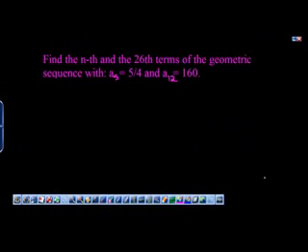Here's our next example. Find the nth and the 26th terms of the geometric sequence, with our fifth term being 5/4 and our 12th term equaling 160. When a problem asks you to find the nth term, it simply wants the formula that you would use to find any term within that sequence. Once we find that formula, we will be able to apply it to find the 26th term.